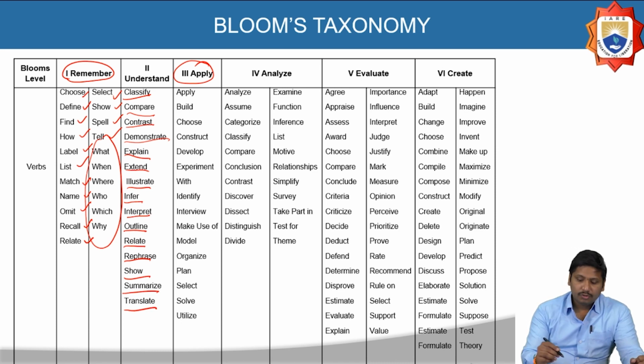Here are the apply verbs: apply, and the next one is build, and another is choose, next construct, and another verb is develop. The next one is experiment, and identify, interview, make use of, model, organize, plan, select, solve, and utilize. So these are the various kinds of verbs that fall under the third level of Bloom's taxonomy.